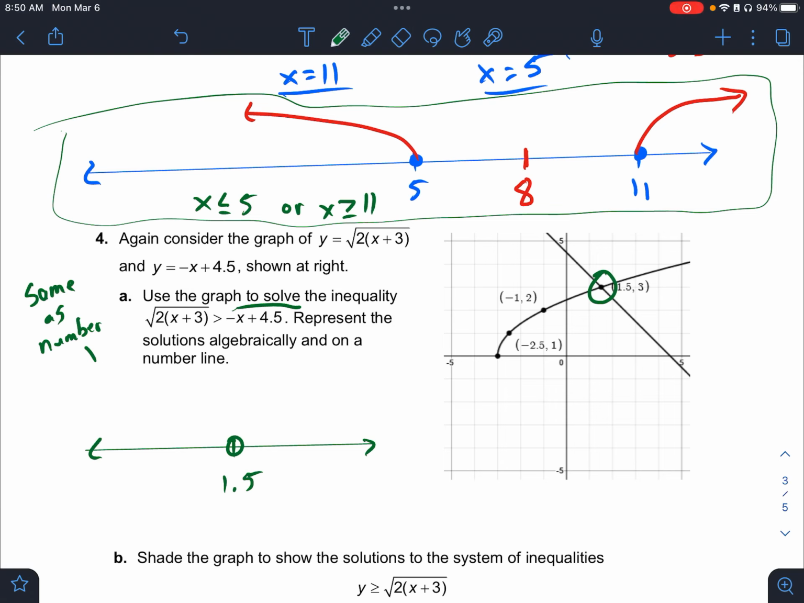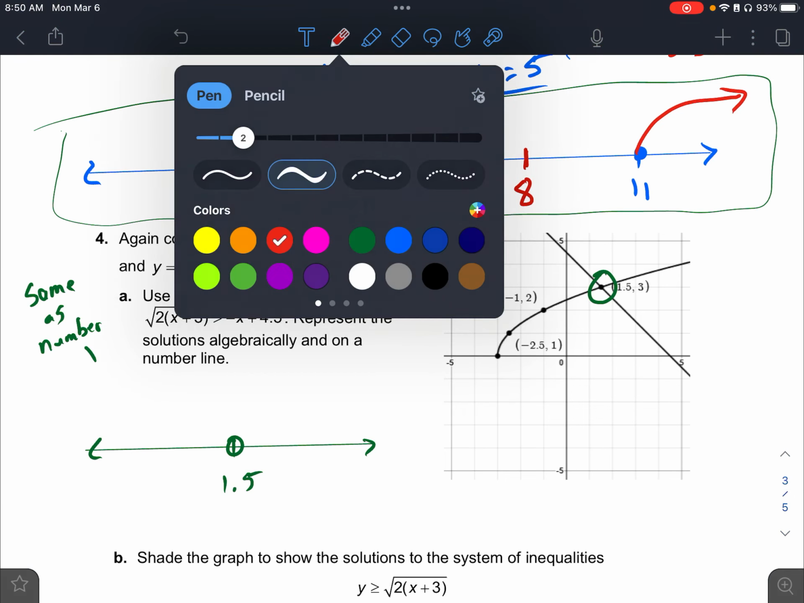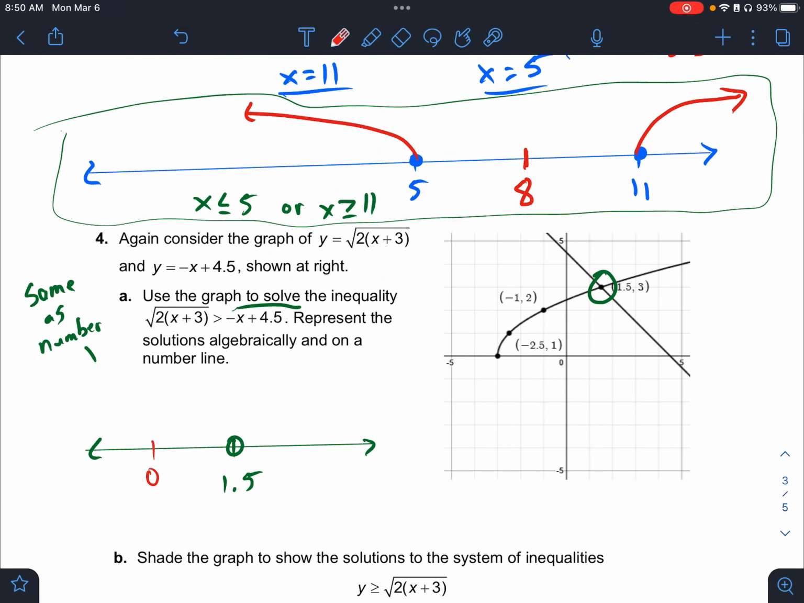Pick a point. You could actually use the same point. We could do 8. We could do 0. We could do really anything. Let's try 0. Okay? I have the square root of 2 times 0 plus 3. I want to know if that is greater than. I am checking negative 0 plus 4.5.